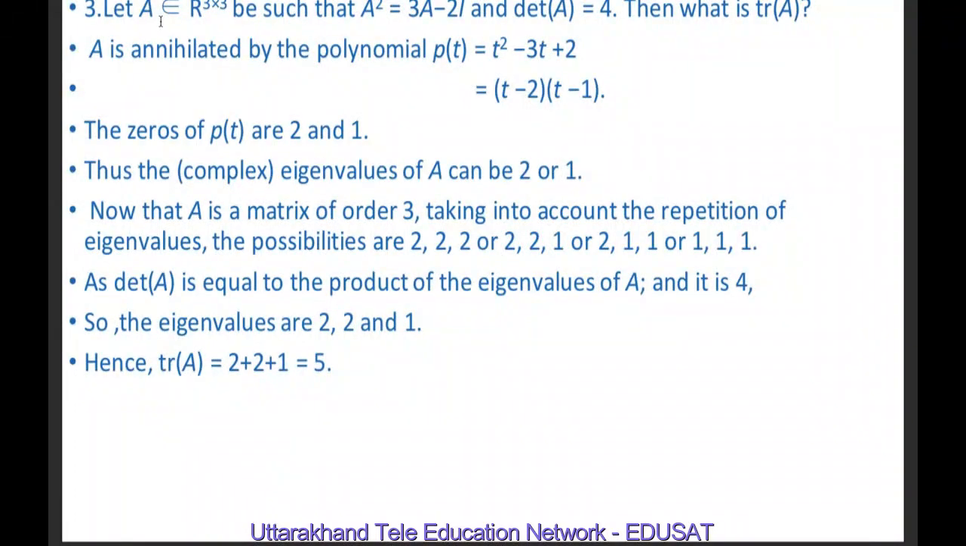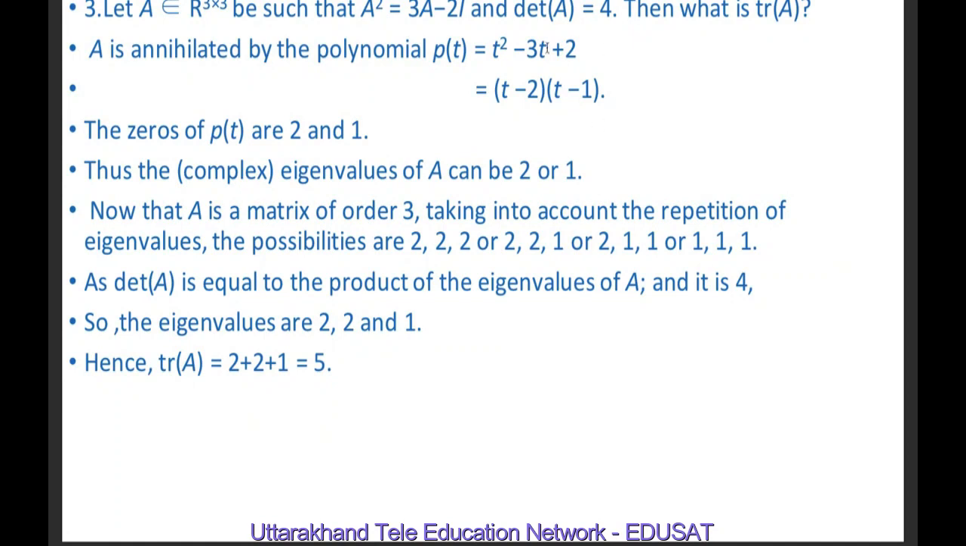If we consider a matrix A of order 3 such that A square equal to 3A minus 2I and determinant of A is equal to 4, then we want to find the trace of A. A is annihilated by the polynomial p(t) equal to t square minus 3t plus 2, because A square is equal to 3A minus 2I. If we shift this to right hand side, we will have A square minus 3A plus 2I equal to null matrix. So A is annihilated by the polynomial p(t) equal to t square minus 3t plus 2.